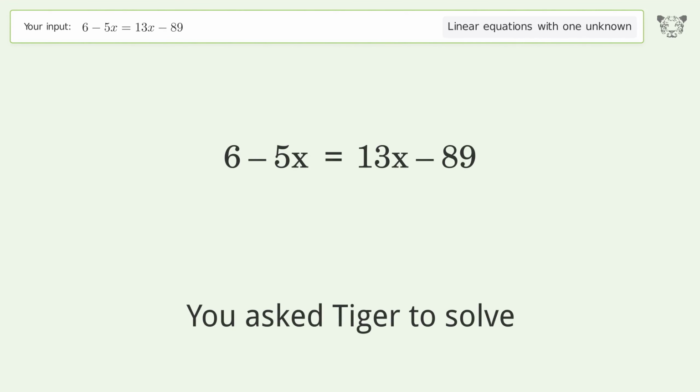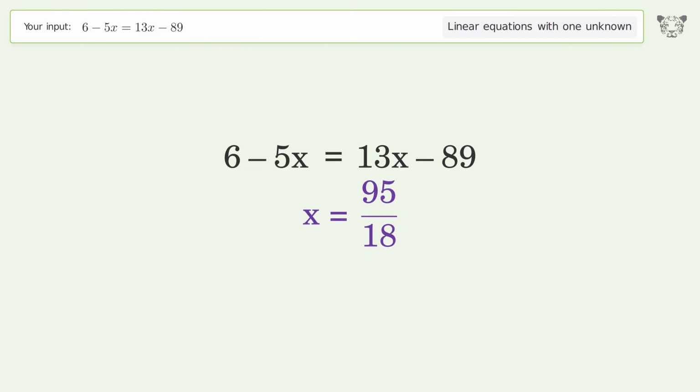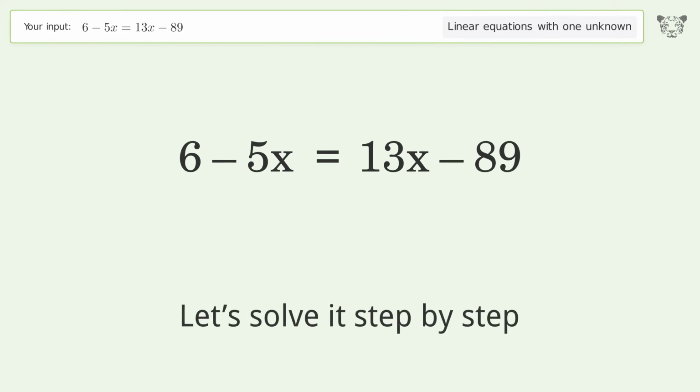You ask Tiger to solve. This deals with linear equations with one unknown. The final result is x equals 95/18. Let's solve it step by step.